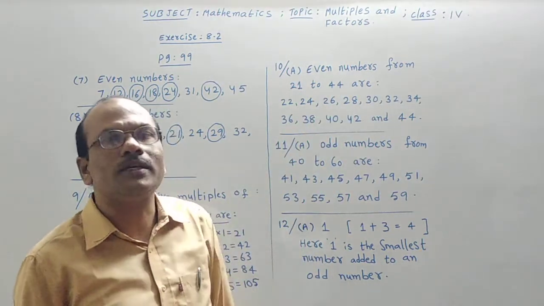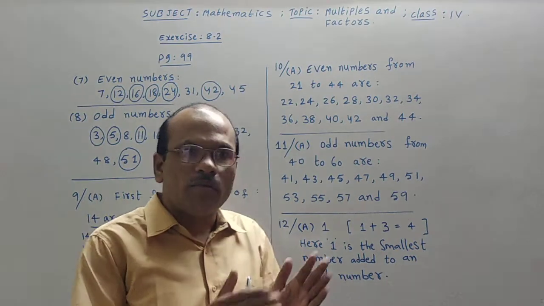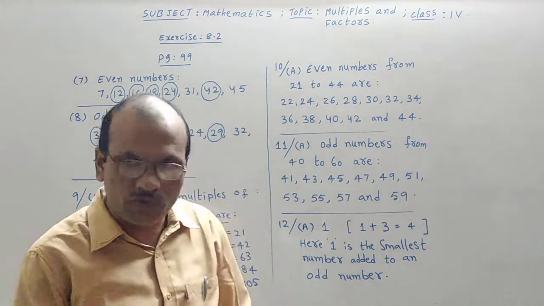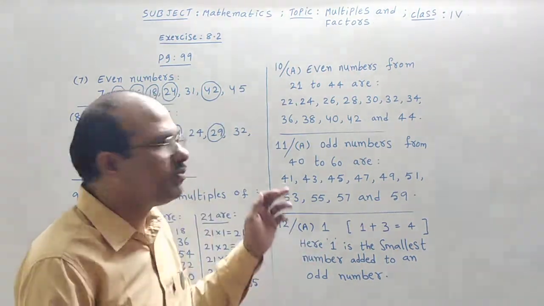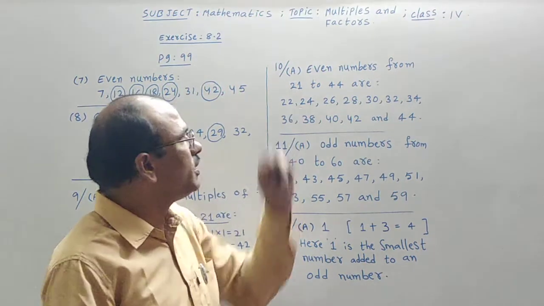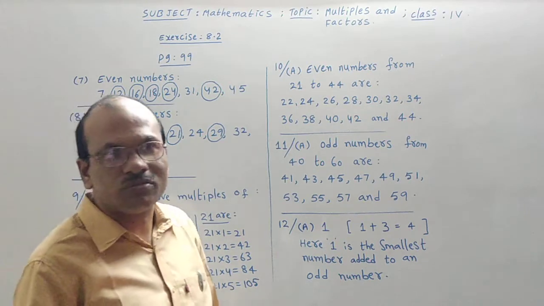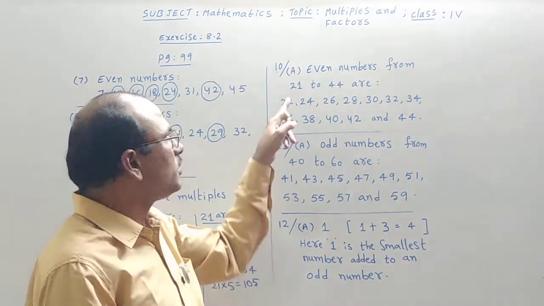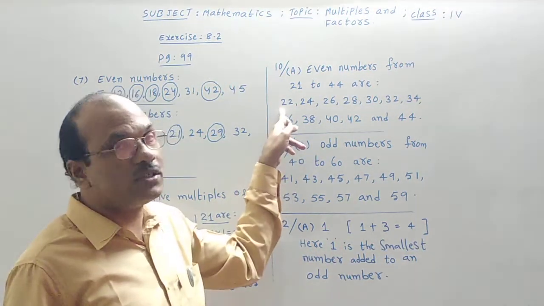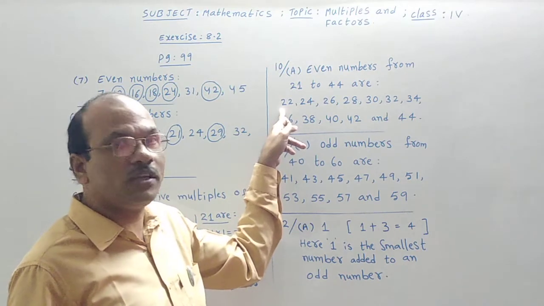We have to write all those even numbers from 21 to 44. We will start counting. Is 21 an even number? No, because that is not a multiple of 2. So next to that I have written 22, because 2 11s are 22. So 22 is an even number.